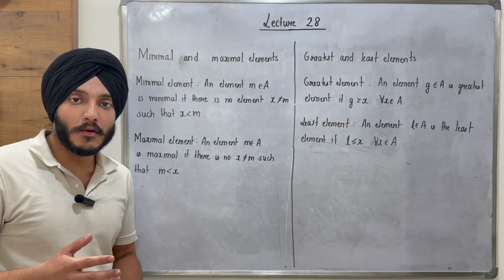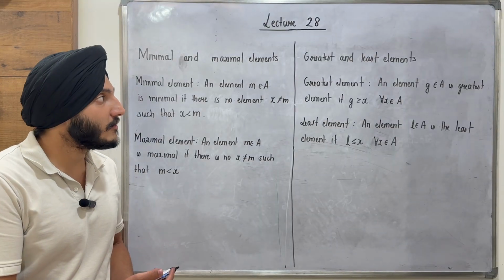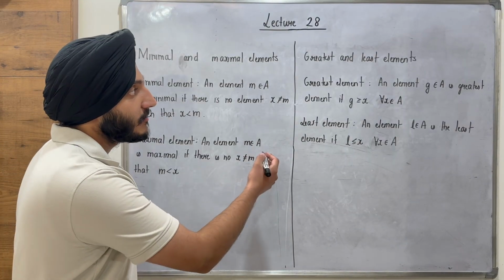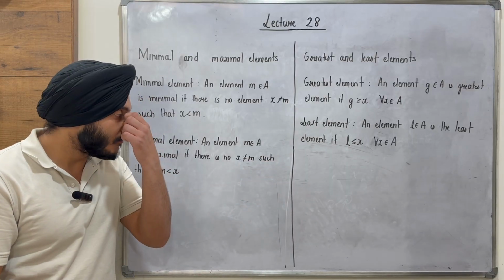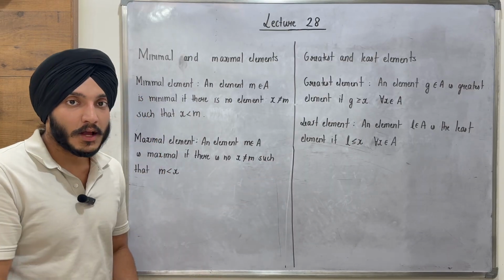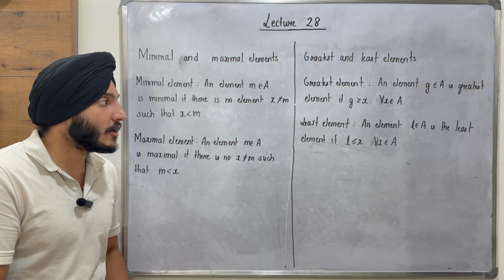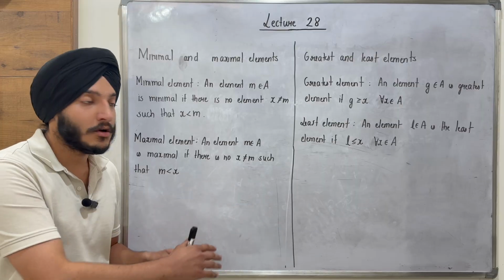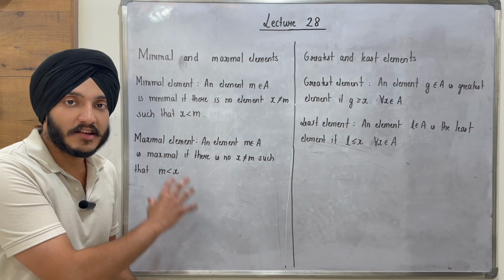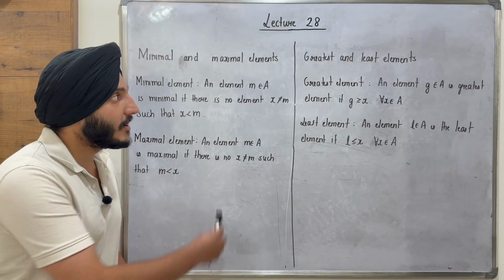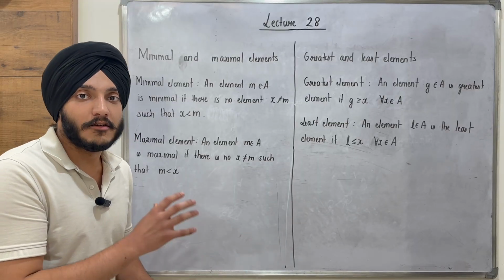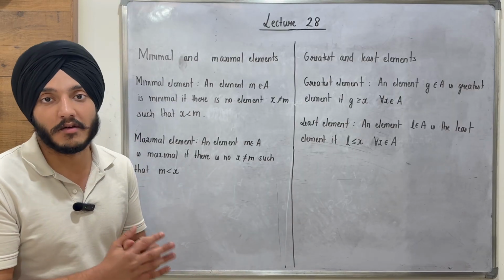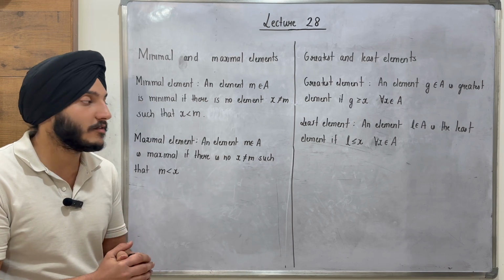In this lecture, we will try to understand what are maximal and minimal elements and also understand what are greatest and least elements, right? I've separated both of these concepts on the board because usually students face a confusion in understanding the difference between these two concepts, right? So I'll try to explain maximal and minimal elements first, followed by greatest and least elements. And then I'll try to explain what is the difference between both of them, right? That is very important to understand.